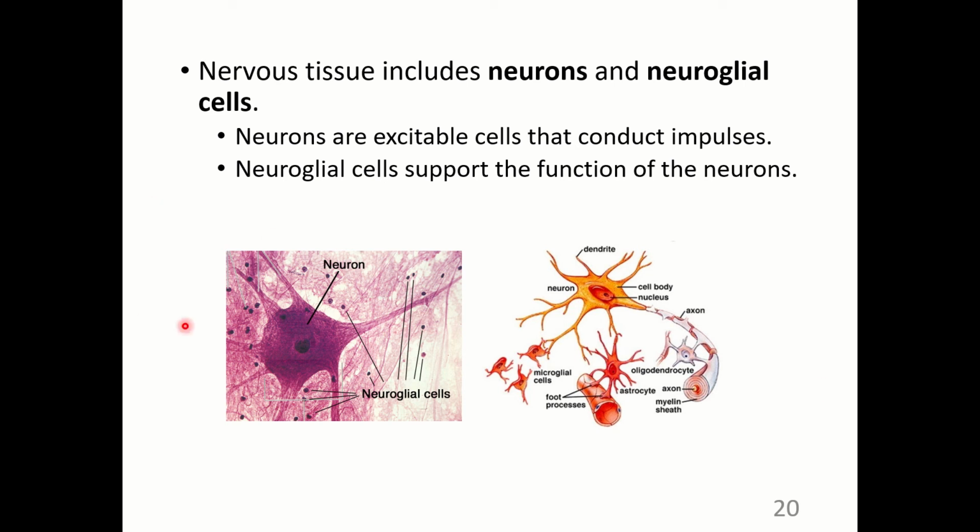The illustration on the left shows a neuron surrounded by numerous neuroglial cells. There are more neuroglial cells in the nervous system than there are neurons. The illustration on the right shows an artist's depiction of the neurons surrounded by the many different types of neuroglial cells.